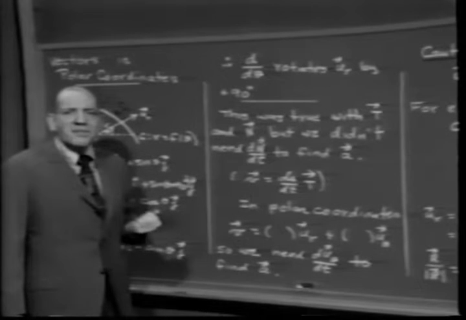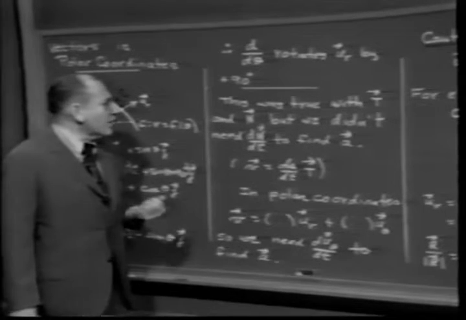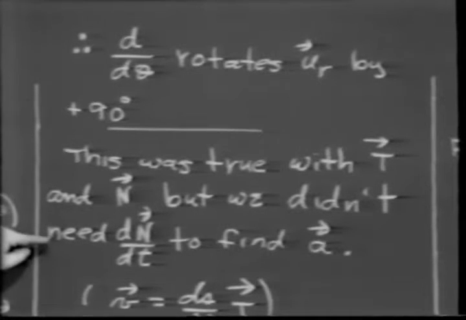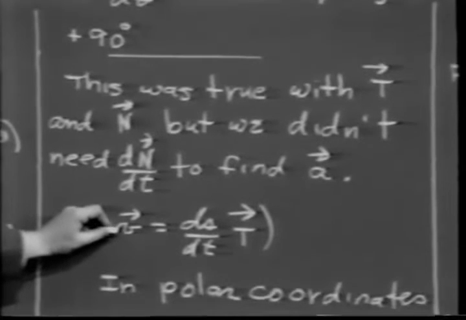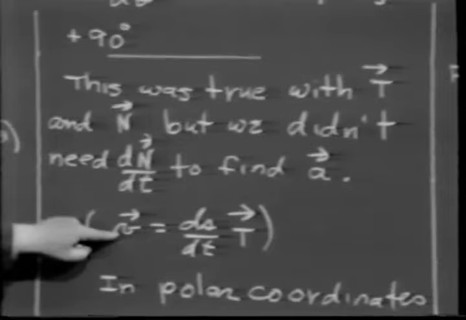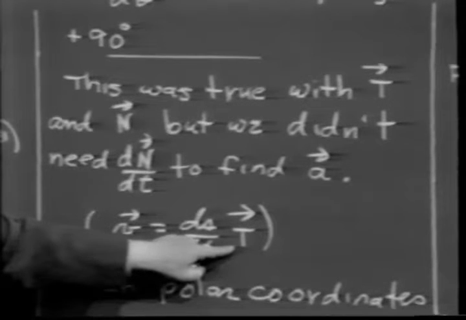By the way, I should mention that I could have made all of these remarks when we were studying tangential and normal components. I just wrote this out here, but this was true with t and n; the point was we never had to differentiate n with respect to t to find the acceleration vector a. Recall that the key step in using tangential and normal vectors, and I'll mention this in a little bit more detail later, was that the velocity vector was simply ds/dt times the unit tangent vector t.